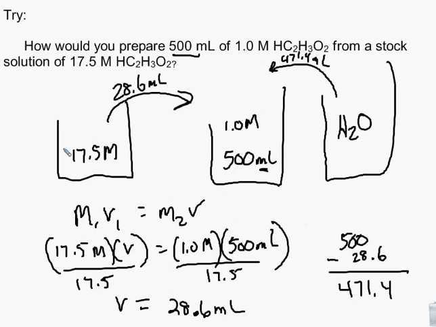We take our concentrate, we add 28.6, we take our water, we dilute it, 471.4 milliliters, and we get our 1 molar 500 milliliter solution of HC2H3O2. That's a dilution. That's about as hard as it gets. You can also find it in your book, read about dilutions, practice them. I'm going to give you some problems to do tomorrow. Thanks. Bye.